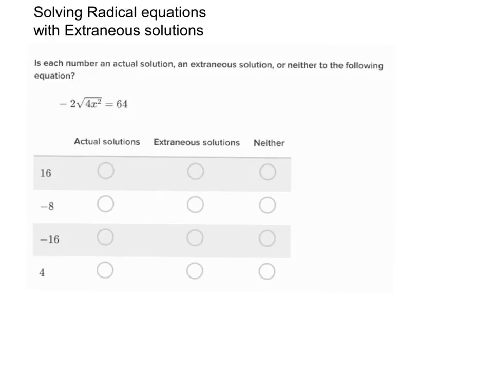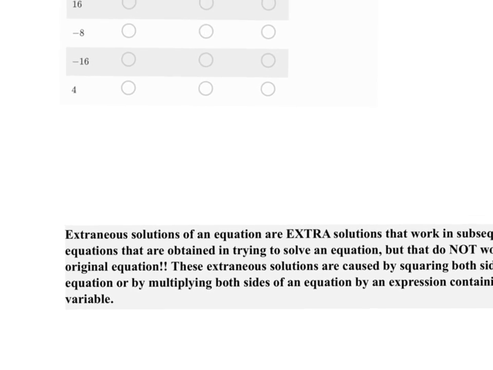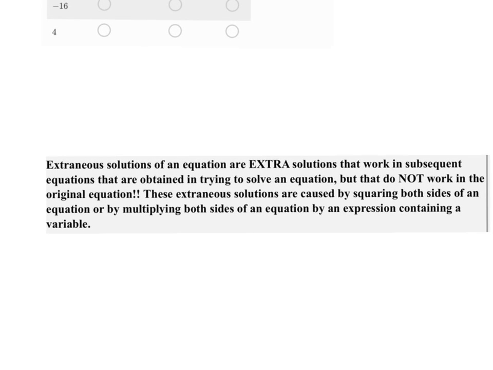Okay, in this video, we'll be exploring what an extraneous solution is. Let's scroll down. I went online and found a definition of extraneous solution. It says extraneous solutions of an equation are extra solutions that work in subsequent equations obtained in trying to solve an equation, but that do not work in the original equation. These extraneous solutions are caused by squaring both sides of an equation or by multiplying both sides of an equation by an expression containing a variable.